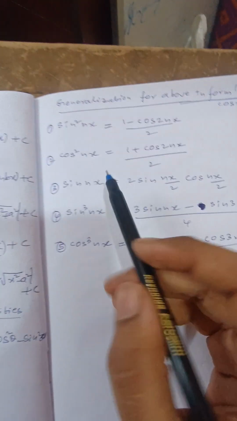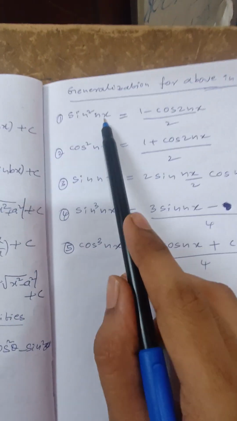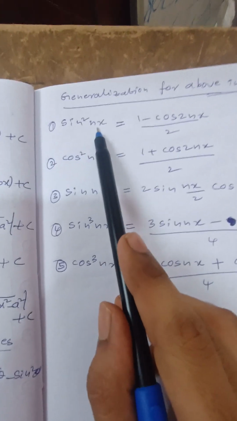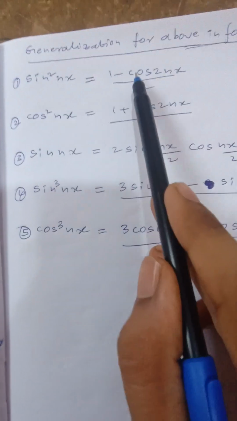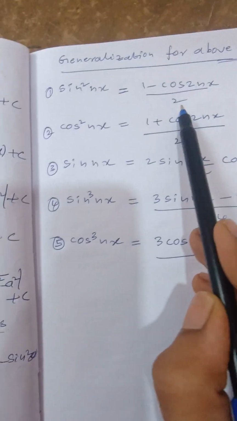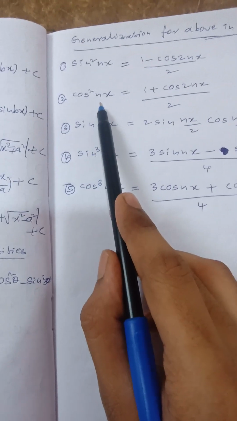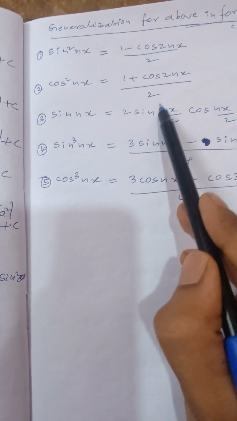Now if we generalize these formulas, we get sin square nx, which is nothing but sin square theta, where in place of theta we have nx. This is 1 minus cos 2 theta by 2, that is, 1 minus cos 2nx by 2. Now coming to cos square nx: 1 plus cos 2 theta by 2, that is, 1 plus cos 2nx by 2.